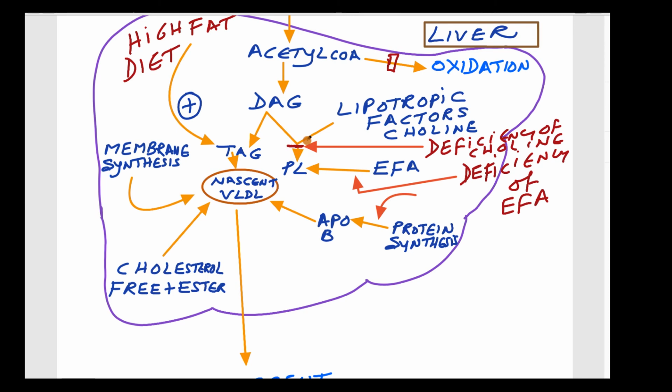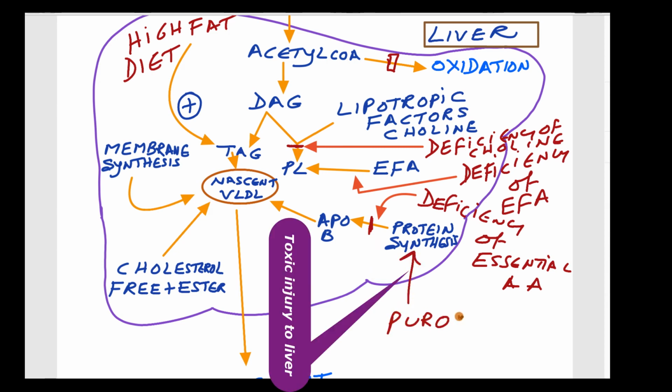The problem is at the level of proteins. If there is defective protein synthesis, that might happen if there is a deficiency of essential amino acids. Also, protein synthesis might be blocked by some agents like puromycin, ethionine, and carbon tetrachloride. So protein synthesis is blocked.